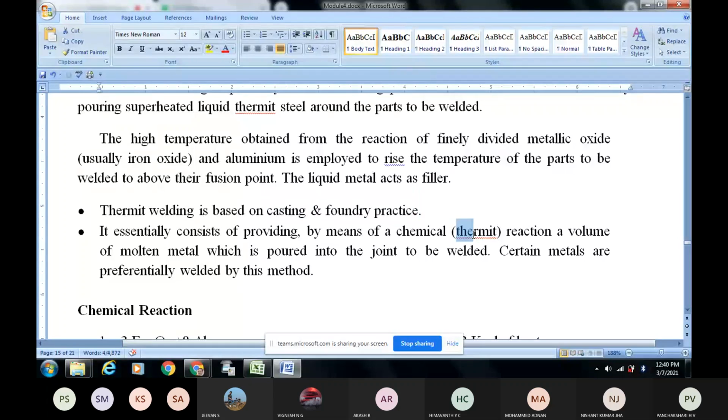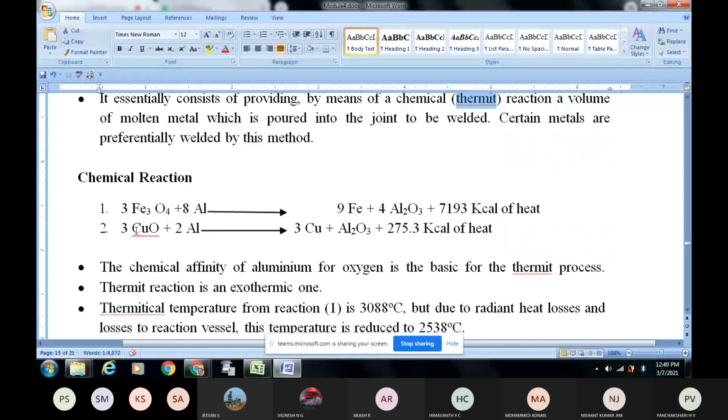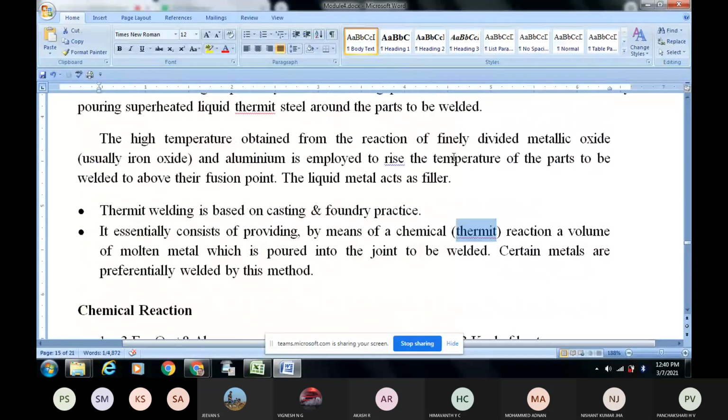Why is it called thermit welding? Because it uses a chemical, and that chemical we call thermit. So that reaction takes place and molten metal is produced due to the reaction. What is that reaction? You can see, it was already told here. It is the metallic oxide, usually iron oxide, and aluminium. That reaction is shown here.